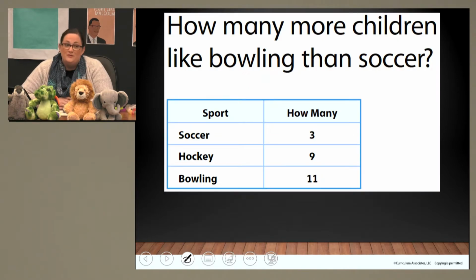Now you're gonna do this one on your own. I'm gonna give you 1 minute. How many more children like bowling than soccer? Go ahead, 1 minute, solve. Soccer has 3, hockey has 9, bowling has 11. How many more children like bowling than soccer?